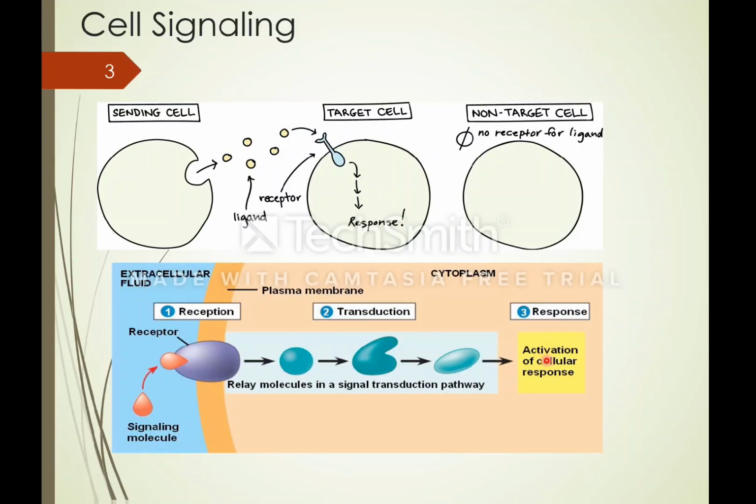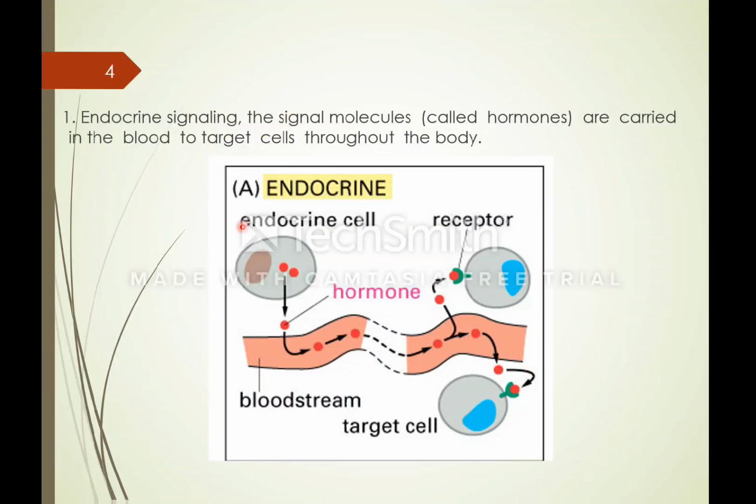But in the body, there are some cells that are not target cells. These cells have no receptors for the ligand, such as hormones released in the bloodstream, but some cells have the special receptor for each of them. There are different types of signaling, and one of them is endocrine signaling.